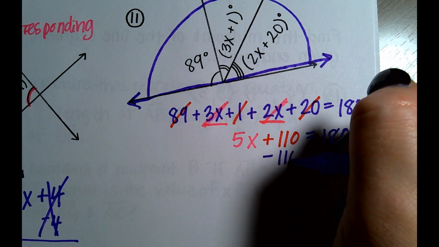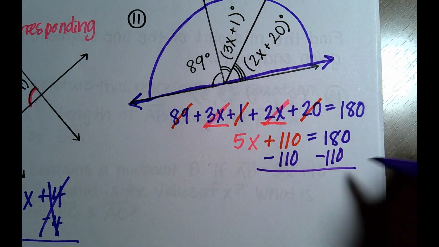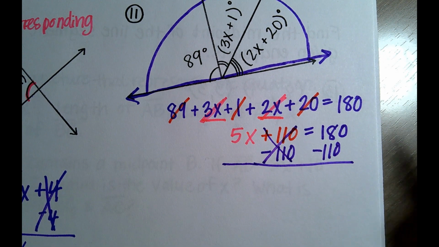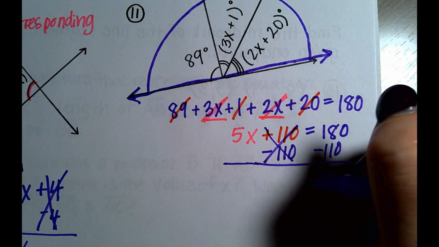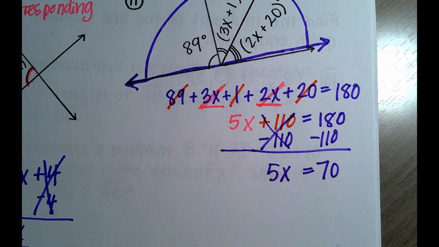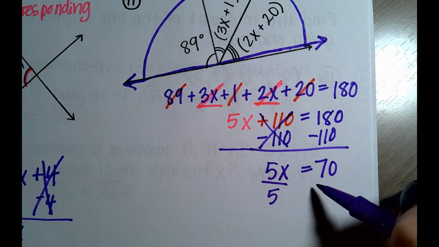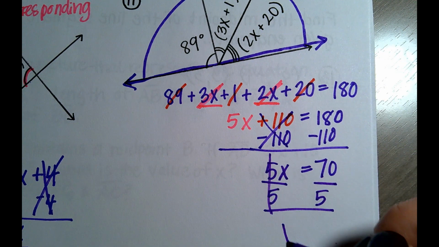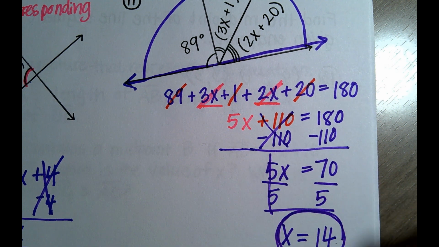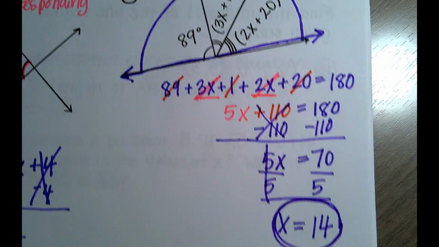Perfect. Minus 110 on both sides. Those will cancel. And 180 minus 110, let's see, what will that give us? 70, good. So 70 equals, I'll bring down my 5x. And one more step. Perfect, 70 divided by 5. And we're going to get x equals 14. Perfect. Good. Okay.